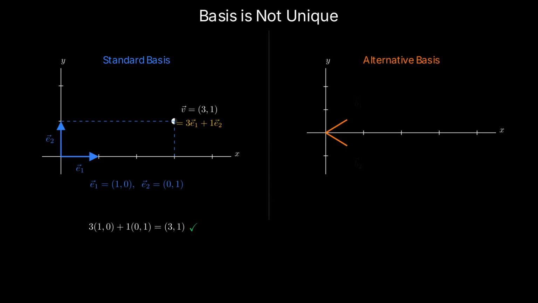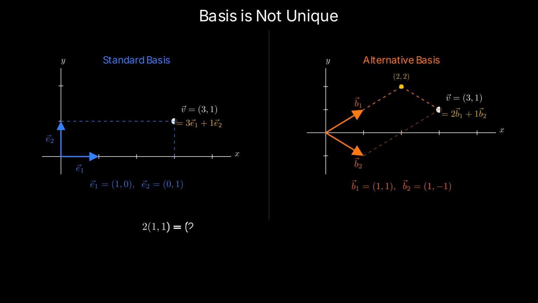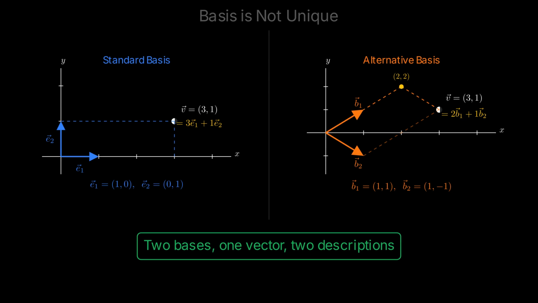But now consider a different pair of vectors, (1, 1) and (1, -1). These also form a basis for R2. The same point v = (3, 1) can be written as 2 times (1, 1) plus 1 times (1, -1). Let's check. 2 times (1, 1) gives (2, 2), and 1 times (1, -1) gives (1, -1). Adding those together, 2 plus 1 is 3, and 2 minus 1 is 1, so we get (3, 1). Same vector, different coordinates. Two bases, one vector, two descriptions.